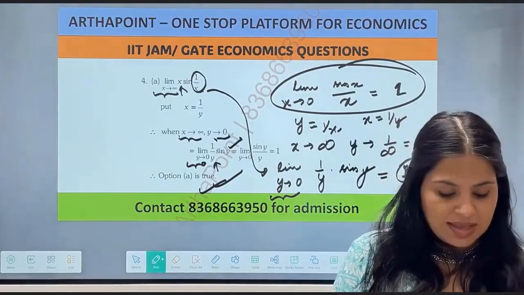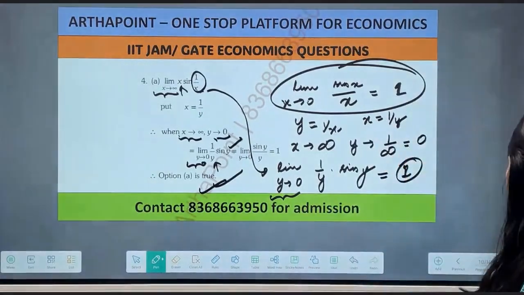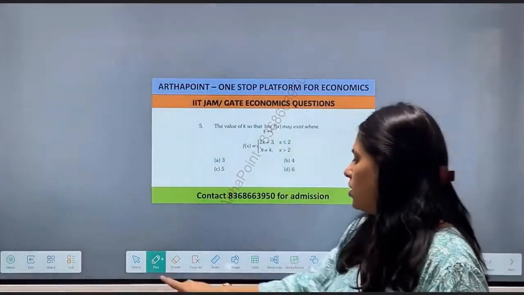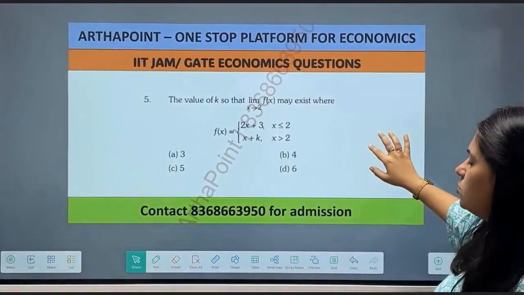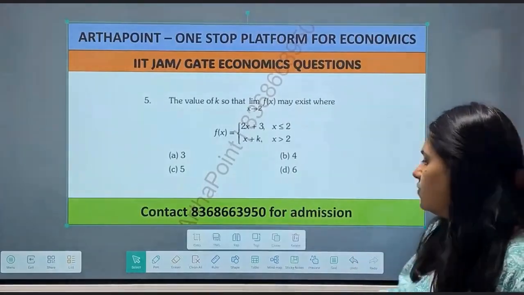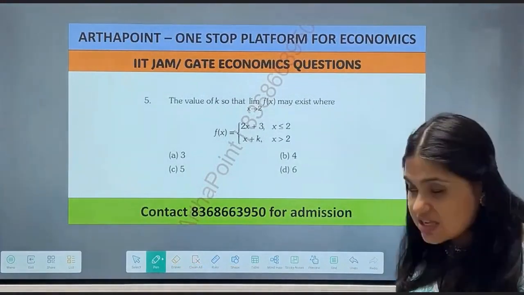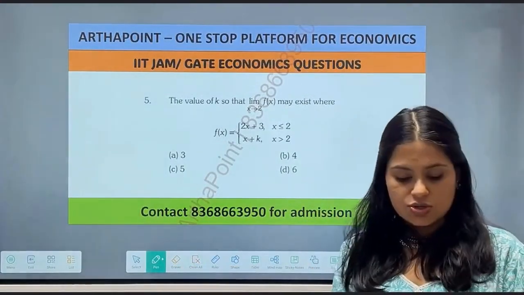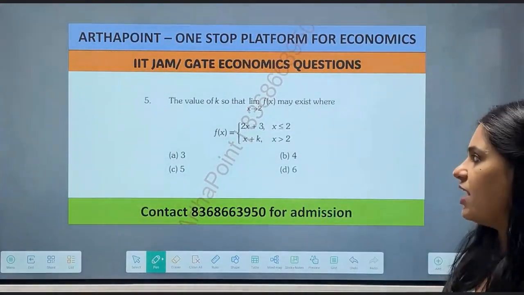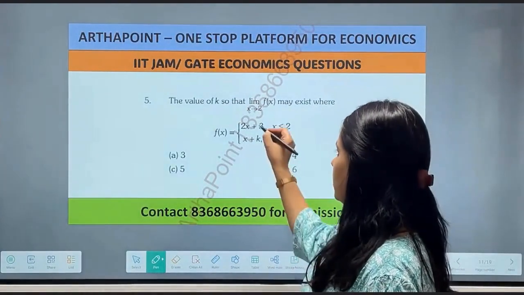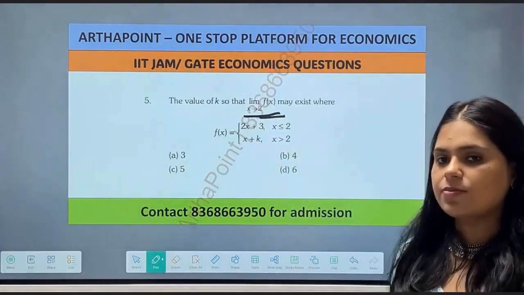Is that clear? Everyone, are you able to understand this? Okay. Come to the next question. Again, try to solve this yourself and then I will do it. It's a pretty easy question. The value of k such that limit exists everywhere is. So take a moment, try to solve this question yourself, beta. What should be the value of k such that the limit exists everywhere? Please try to do this.